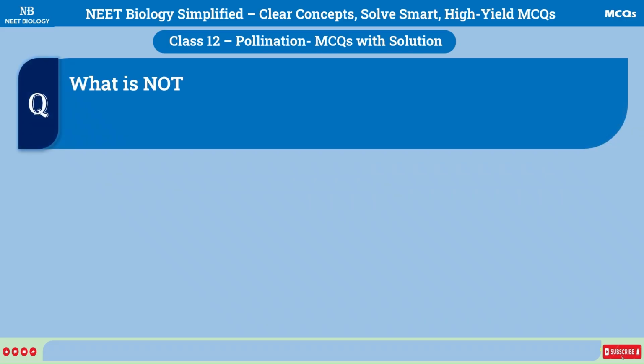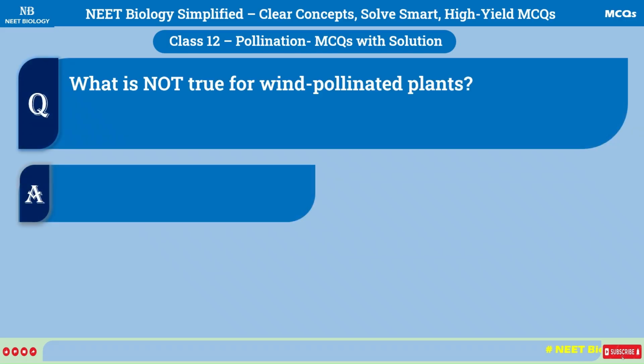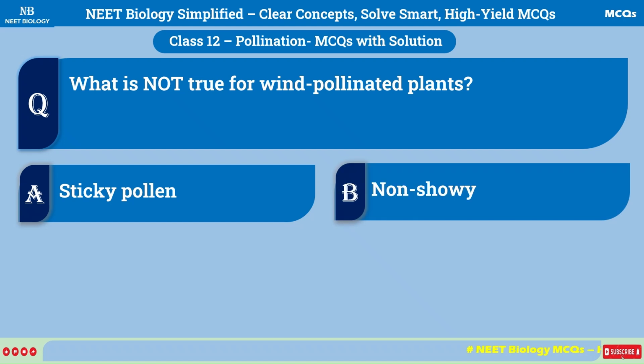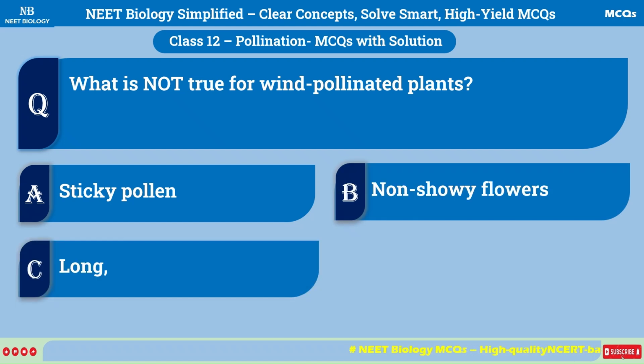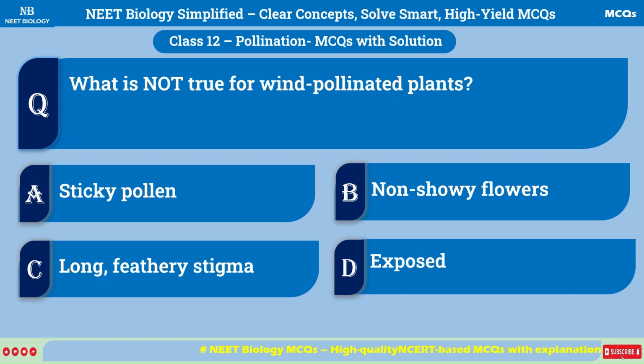What is not true for wind-pollinated plants? A. Sticky pollen, B. Non-showy flowers, C. Long, feathery stigma, D. Exposed stamens.